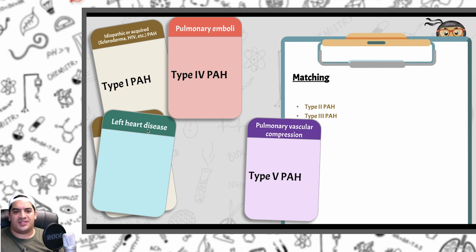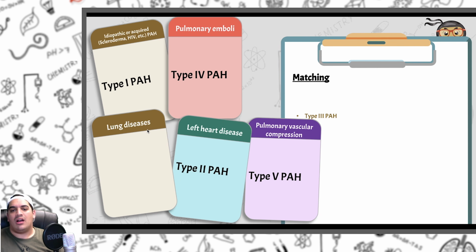If it's left heart disease, like heart failure or valvular heart disease, that's type 2. And then again, if it's any lung disease like COPD, asthma, interstitial lung disease of any type, that's type 3. Okay? So idiopathic or acquired is type 1, left heart disease type 2, lung disease type 3, pulmonary emboli or chronic blockage of the pulmonary vessels would be type 4, and then again, pulmonary artery compression from the mediastinum or outside structures, type 5.